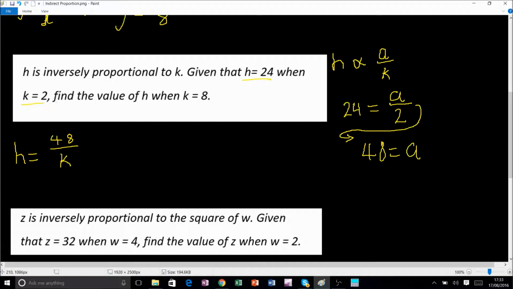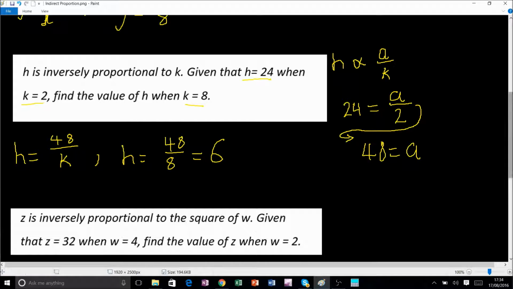Okay, now we need to answer this question. It says find the value of h when k is equal to 8. So we're going to have h equal to 48 over 8. 48 over 8 is going to be 6. So when k is equal to 8, h is equal to 6.